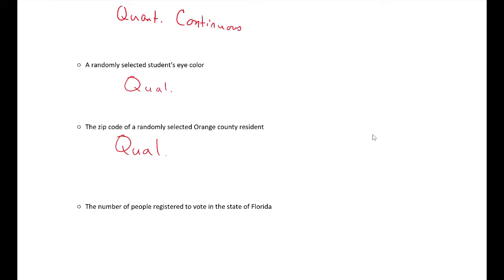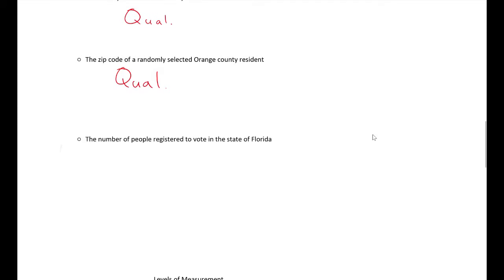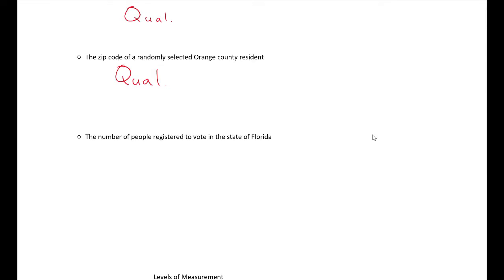All right, and lastly, the number of people registered to vote in the state of Florida. Okay, well, certainly we could perform arithmetic with the number of people within a certain state. So it's numerical. So it's quantitative. The question is, is it quantitative discrete or quantitative continuous? So we know it's quantitative. Is it quantitative discrete or continuous?